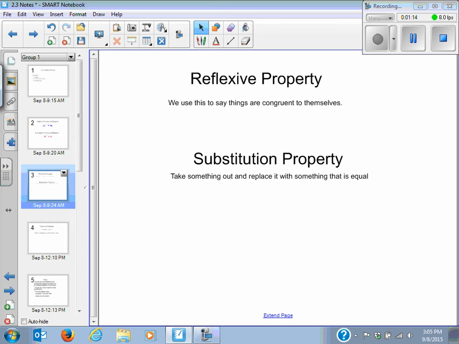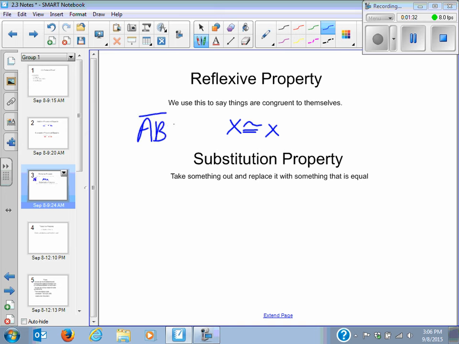All right, reflexive property. This is when you look at your reflection, you're seeing who you are. That's what happens when we use the reflexive property. We use this to say things are congruent to themselves. So X is congruent to X. That is the reflexive property. Or if we have line segment AB is congruent to line segment AB, we use this in proofs. We're going to do that in just a little bit. So anytime you have to use that to prove that two things are congruent to themselves, you say reflexive property.